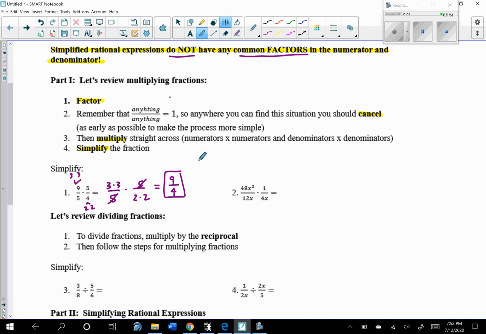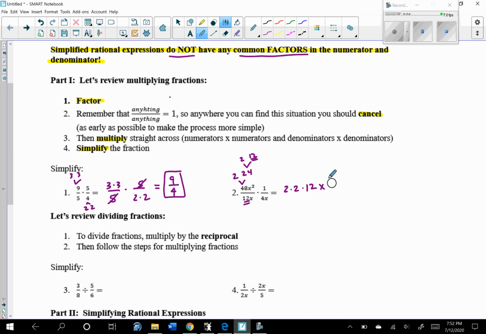Looking over here, we're going to do the same thing. So first I want to break down that 48. So 48 breaks down to 2 and 24. And then the 24 breaks down into 2 times 12. And I could keep going, but I notice there's a 12 here and here, so those are going to cancel out. So I'm going to stop. So that means we have 2 times 2 times 12 x squared.